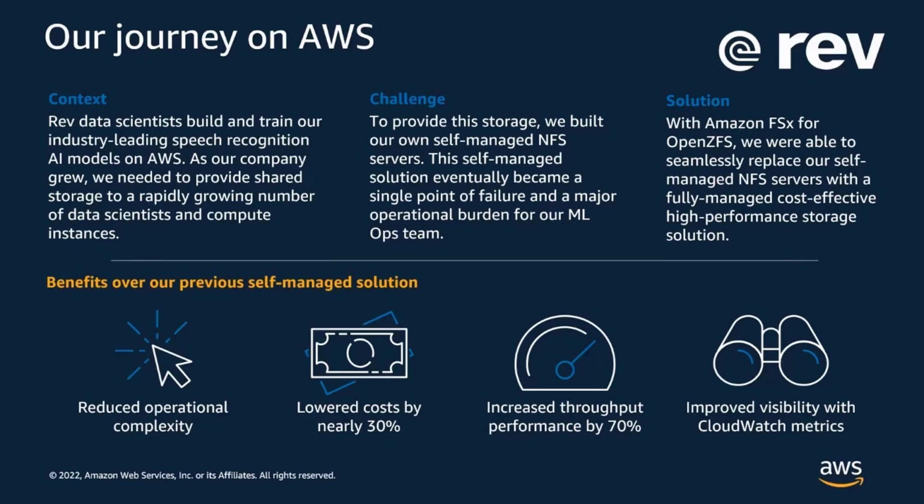And we have improved visibility thanks to CloudWatch metrics, so we can see spikes in our usage that we didn't have visibility in before. Again, because Rev is not an infrastructure company, we probably weren't that optimal with our own NFS deployment, which is why we see these cost savings and performance improvements. So overall, switching from our self-managed NFS solution to FSx for OpenZFS has really helped us focus more on building models instead of focusing on infrastructure and operation costs.